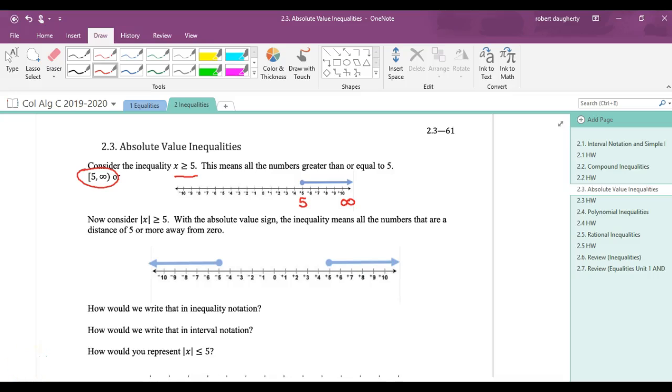Okay, so let's look at something now we're introducing with absolute value. Okay, the absolute value of x is greater than or equal to 5. What does absolute value mean? Absolute value is always a positive number.